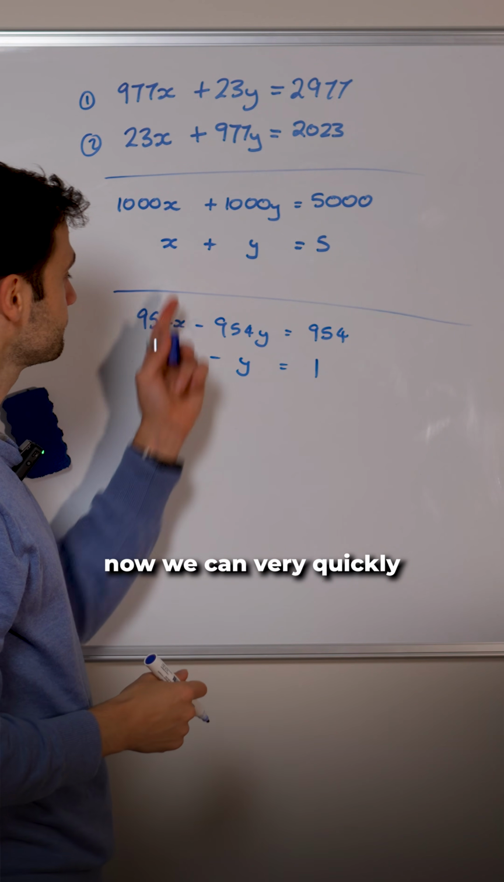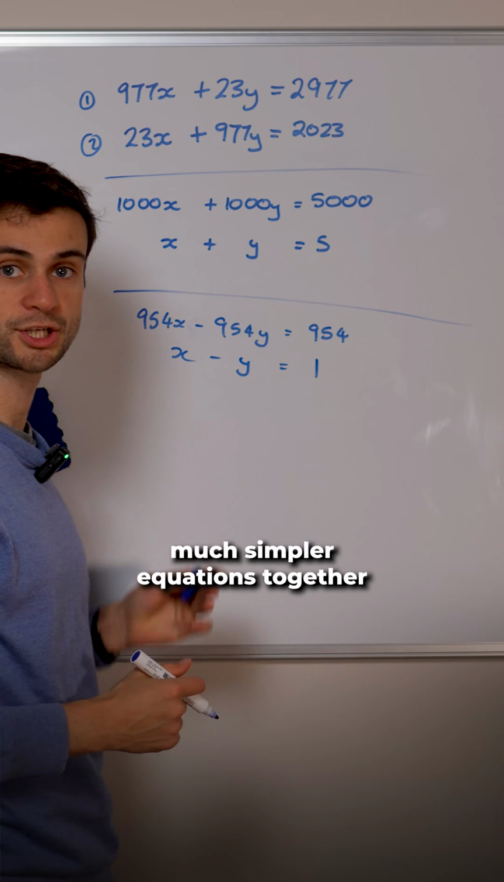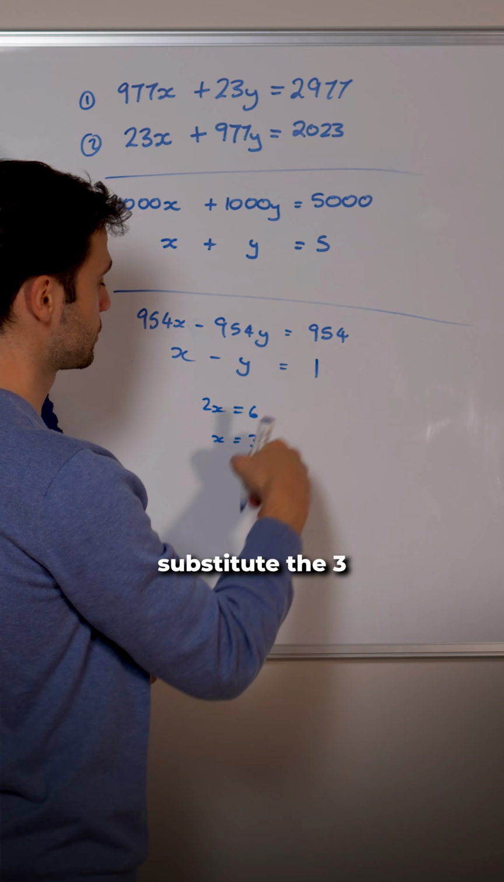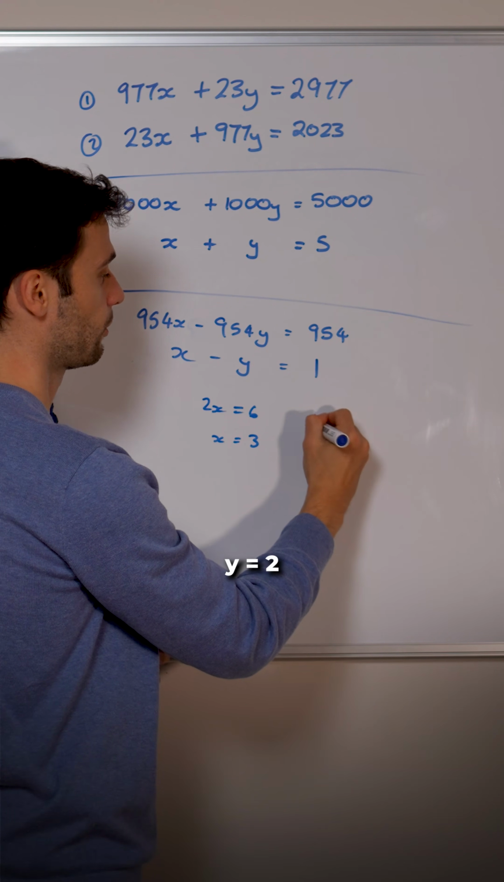Now we can very quickly add these two much simpler equations together to get 2x equals 6, so x equals 3. And we can substitute the 3 back into either equation to get y is equal to 2.